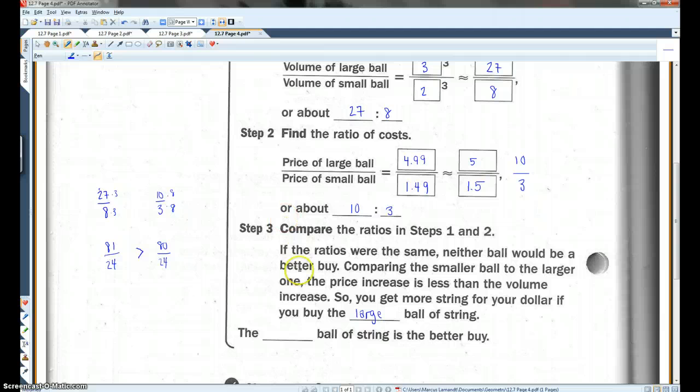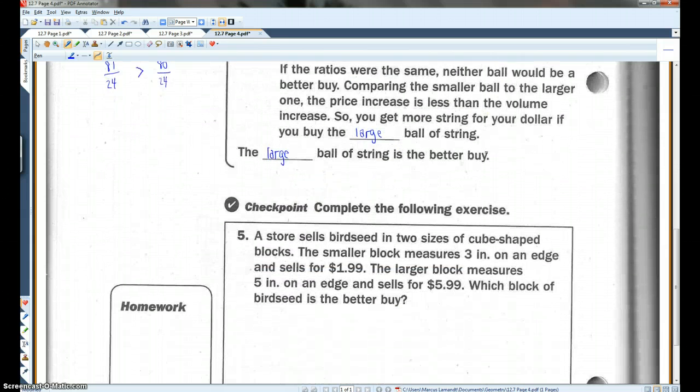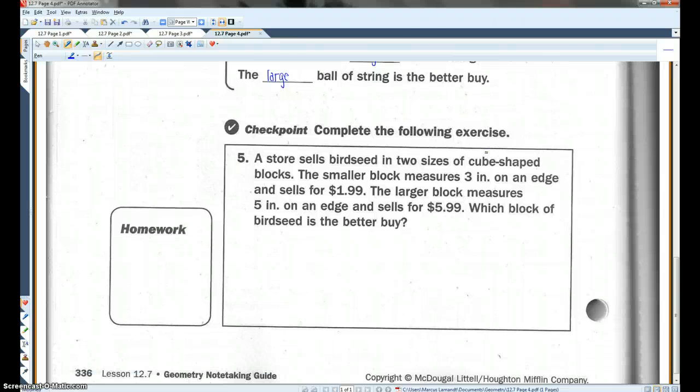Okay, so the large ball of string is the better buy, and that's usually the case. Usually when you get the larger quantity, you get a better deal, although not always.